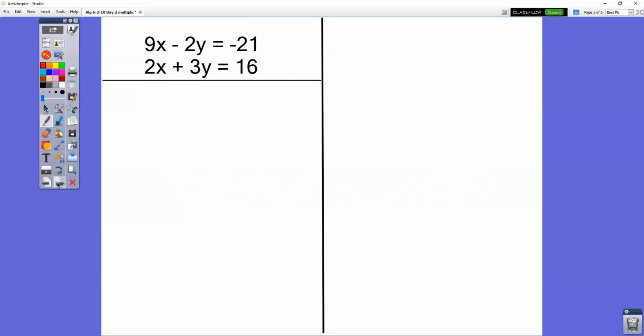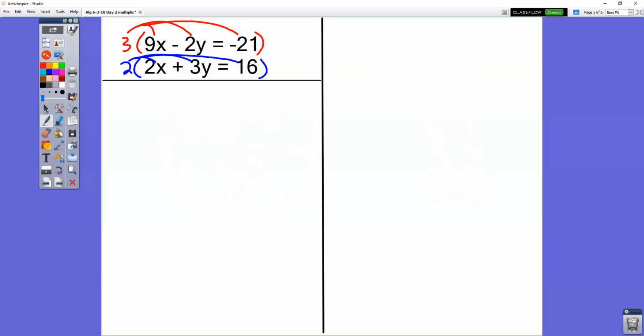Smaller numbers are easier to work with. So I'm going to make opposites with my y's. 2 times 3 is 6, so I want to create a positive 6y and a negative 6y. To make a negative 6y here, I'd have to multiply by 3. Distribute, distribute, distribute. To make a positive 6y here, I'd have to multiply by 2.